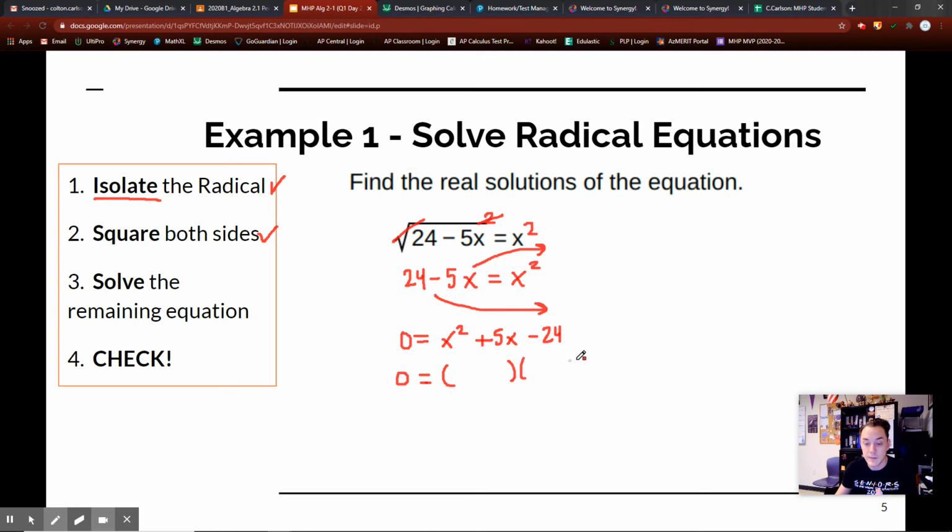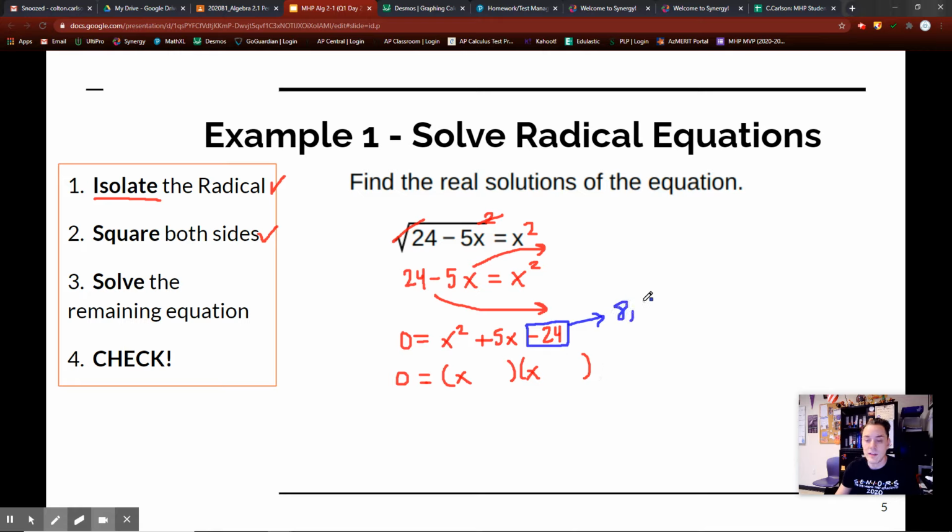I have my template here, my basic template, x, x. Now what we're going to ask is, what are factors of negative 24 that somehow add up to 5? There should be a very simple one here. There's 12 and 2, you have 6 and 4, you also have 24 and 1, but primarily you have 8 and 3.